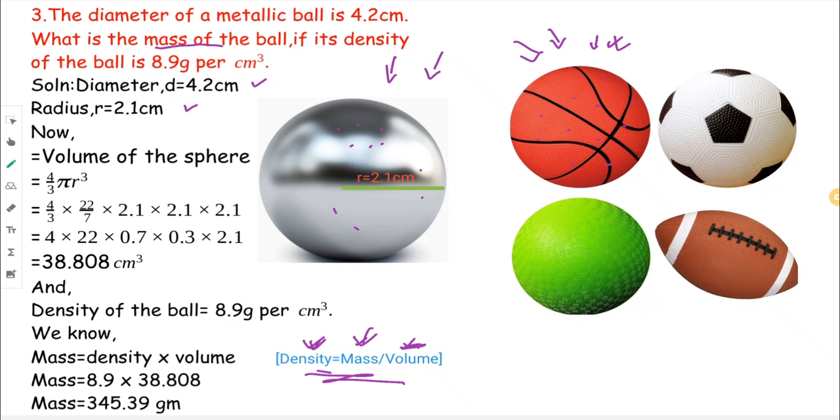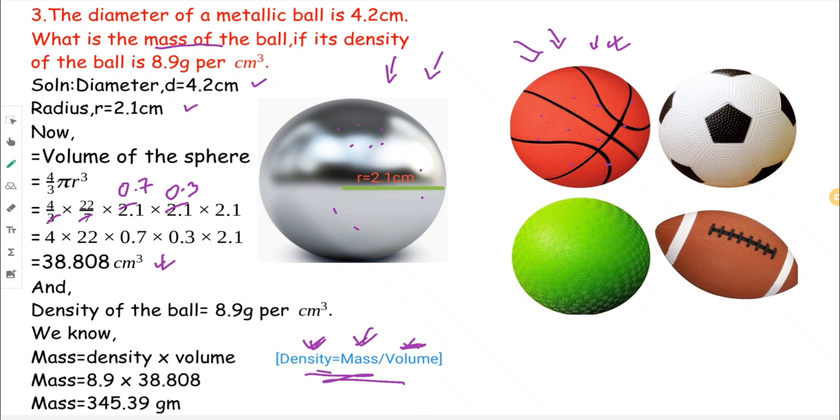So 4/3 pi r cube, right? Radius is how much? 2.1. So I've already put the value for us there. Then 7 on the 7, 3 0.3 2.1, right? 3, then 3 0.7, right? We can't do any more, so you multiply all. We're going to get the volume to be equal to 38.80.